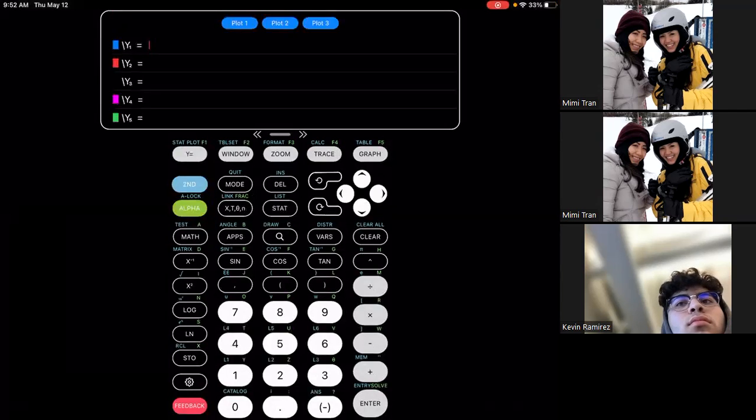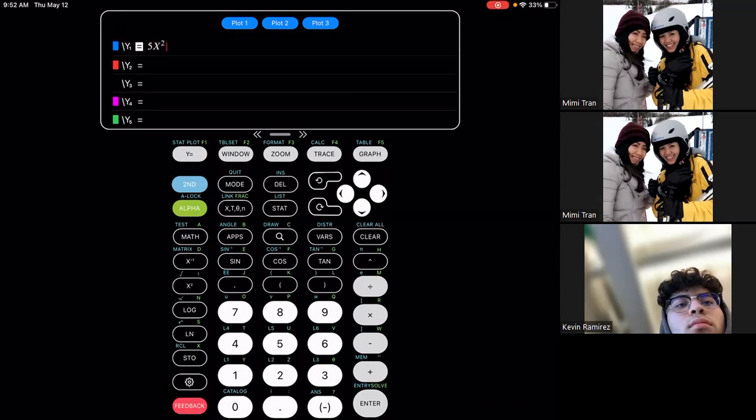So y equal, and then plug in your function. Can you tell me the function, Mike? Was it 5x squared? Yeah, 5x squared plus 4. Do you guys know how to do that, or do you have to be shown step by step?